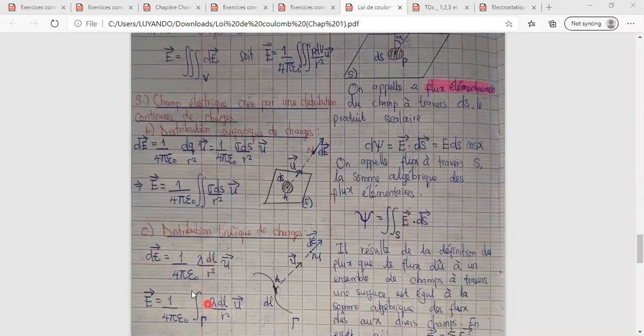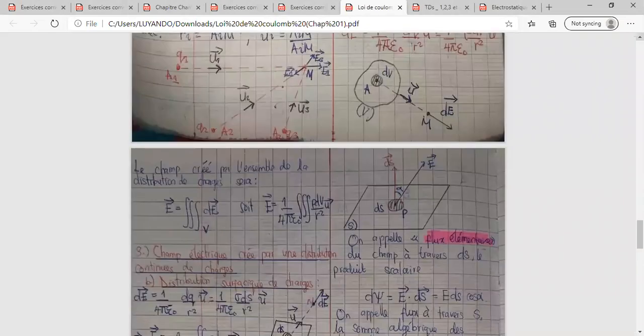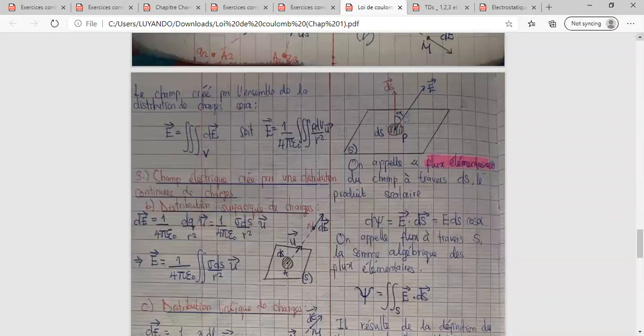And then since for us to have E, we have to integrate the E. But since we're integrating with respect to linear, so to say, we have only one integral, and we have this going on here. So yeah, we move on to flux.